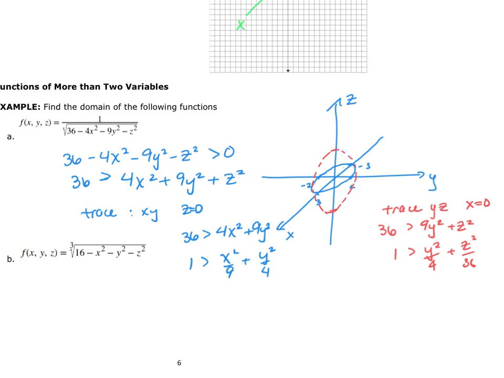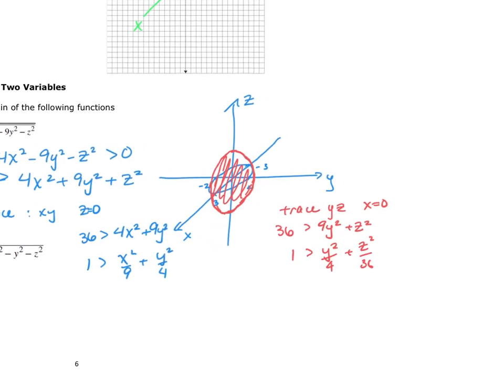Something like that. Not drawn well, not shaded well either. Anyways, so we go back to the fact that this domain has to be such that I am contained within this ellipsoid. So it's going to look something like that. So there's my ellipsoid, and it's going to have to be contained because it has to be less than the 36 or less than 1.